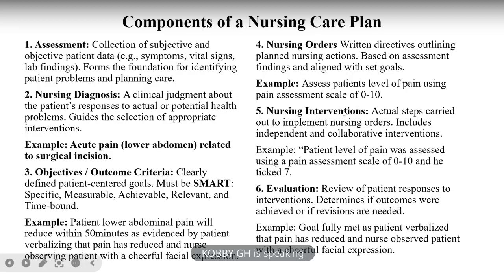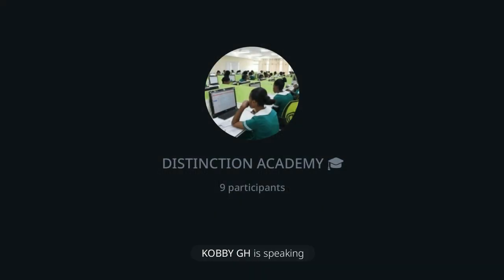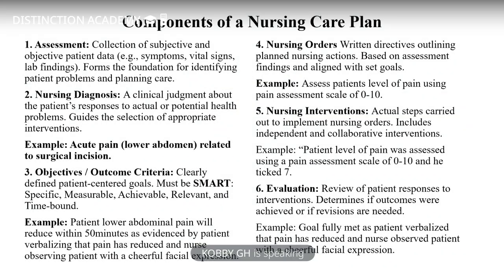So you see within the orders, we didn't write what patient takes, but under the intervention, we've indicated that patient takes 7, meaning the action has actually been done. Okay, patient's level of pain was assessed. Look at the language: assessed, past tense, using a pain assessment scale 0 to 10, and he takes 7, meaning the action has indeed been carried out.